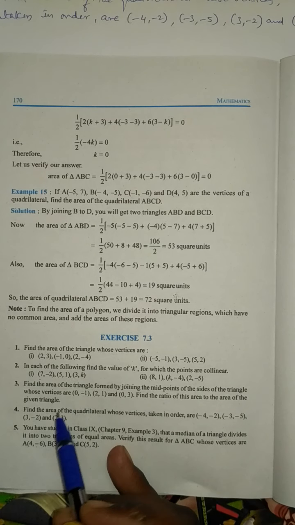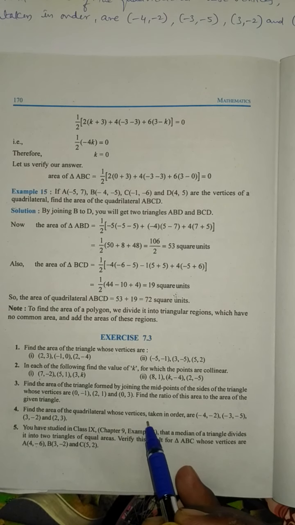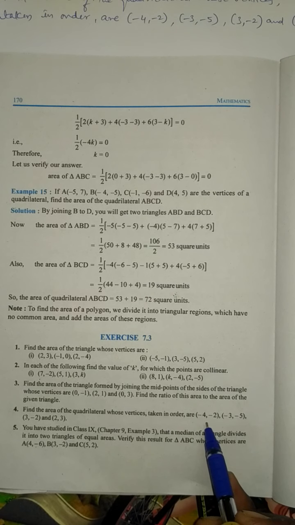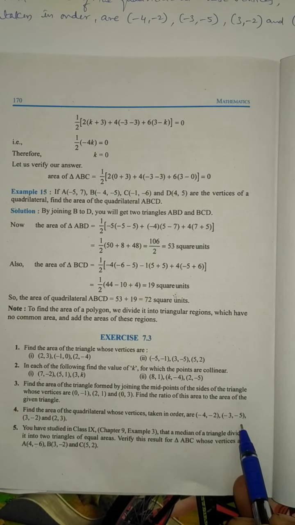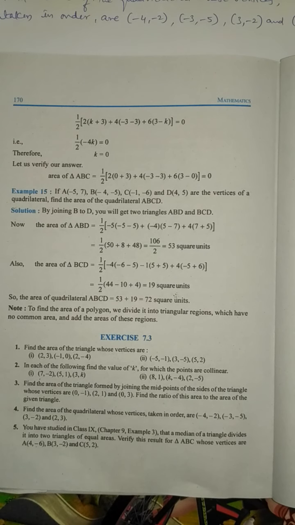Now we have to go for the fourth problem. Find the area of the quadrilateral whose vertices taken in order are (-4, -2), (-3, -5), (3, -2) and (2, 3).